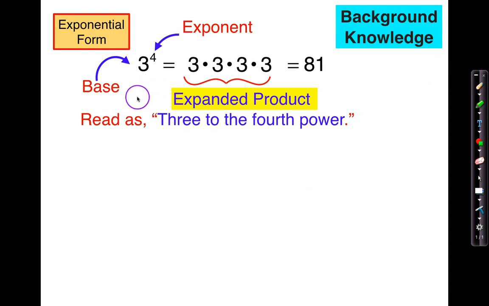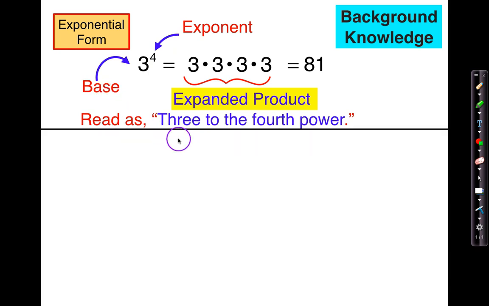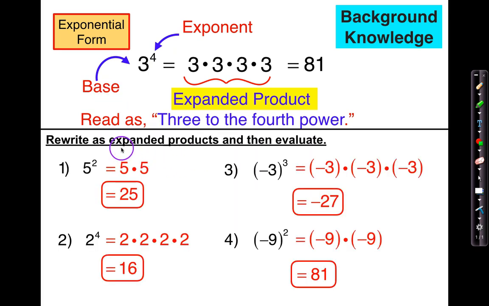We talked about what a base is. The base is a digit that is repeating. Okay, we talked about the exponent. The exponent will tell you how many times to repeat the base. Typically, we write things as an expanded product and then evaluate. Writing things as an expanded product really helps us visualize how many of the base we are left with, or how we can simplify it if we're asked to evaluate.